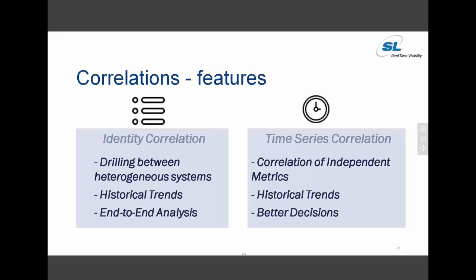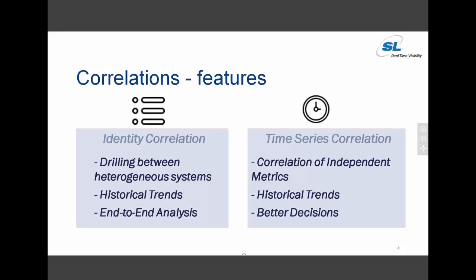If you can't identify something, then you can't maintain a historical trend to say this thing was doing this an hour ago, and it's now doing this. And then third, which is also a huge value, is really the end-to-end analysis, which goes along with the drilling between heterogeneous systems. It allows you to create a dashboard that shows the interrelationships between entities and the activity and utilization as it goes between them.